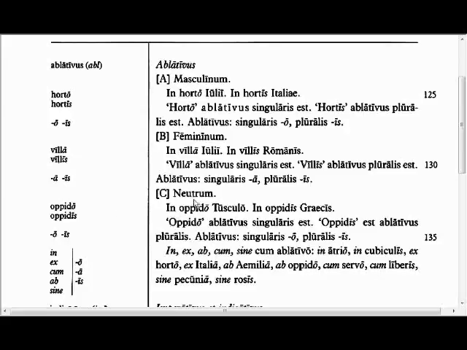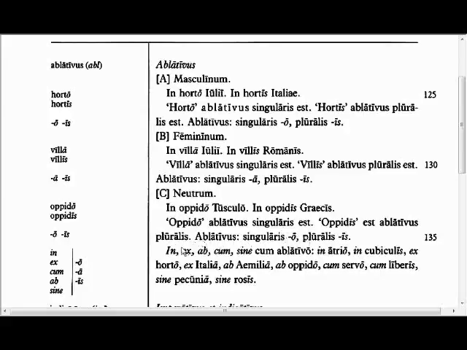The neuter endings for the ablative. In oppido Tusculo, in the town of Tusculum. In oppidis Graecis, in Greek towns. Oppido is ablative singular. Oppidis is ablative plural. Ablative singular ends in o, plural ends in is.